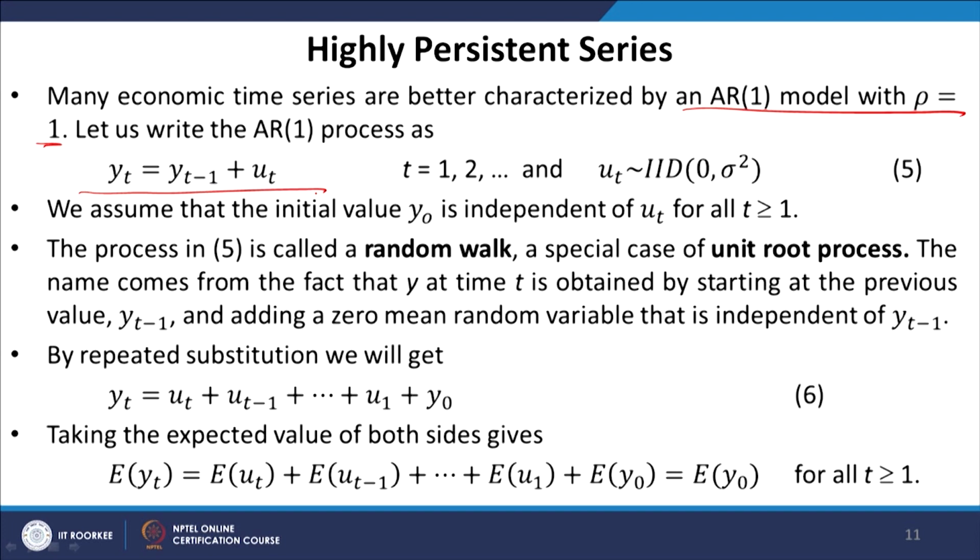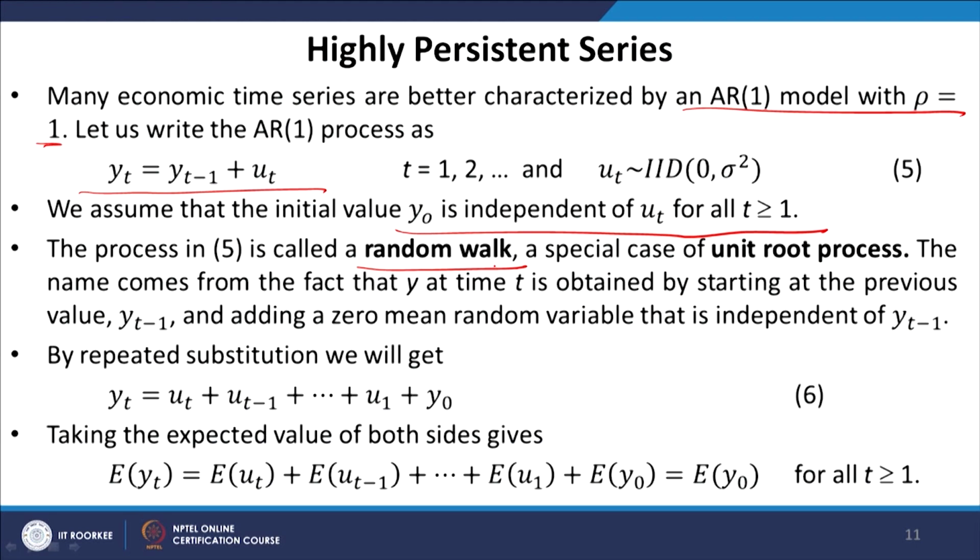We assume that the initial value y naught is independent of u t for all t greater than or equal to 1. The process in 5 is called a random walk, a special case of a unit root process. The name comes from the fact that y at time t is obtained by starting at the previous value y t minus 1 and adding a zero mean random variable that is independent of y t minus 1. So, basically the entire process, the changes we are observing in y t, is generated by the random component. So, it is absolutely random.